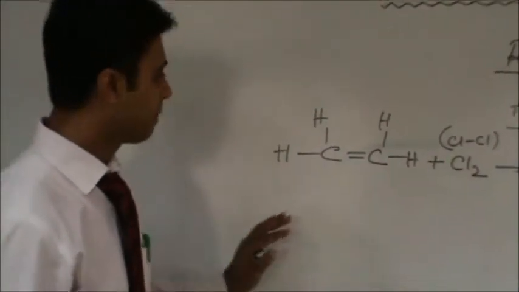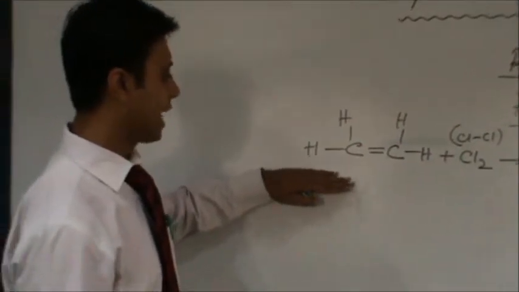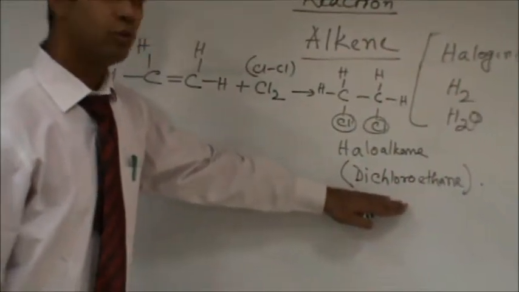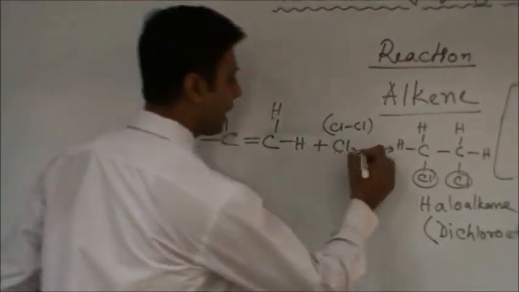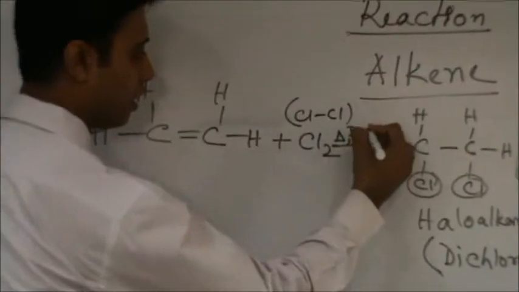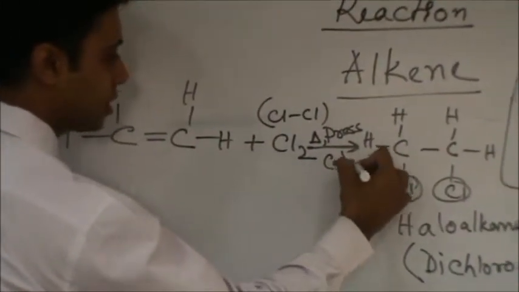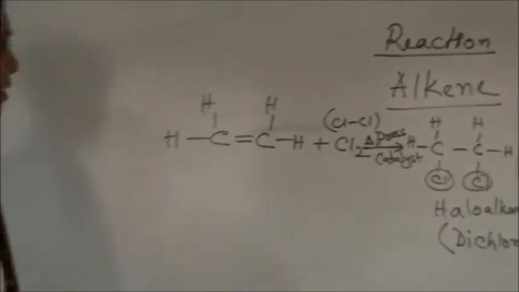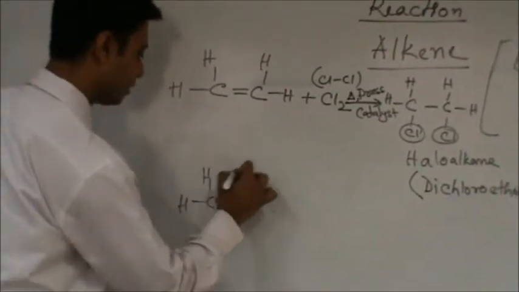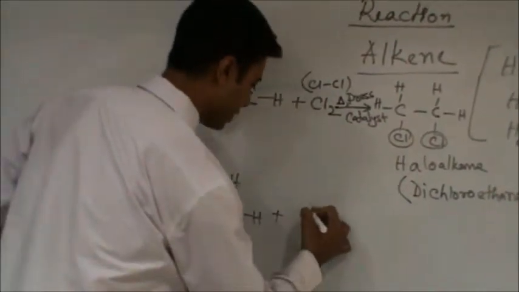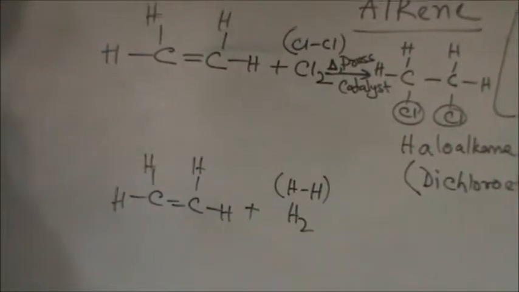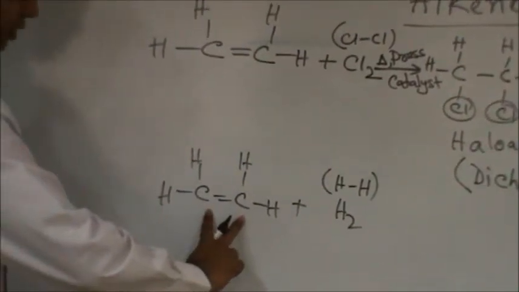A recap of what we have learned. An addition reaction of an alkene with a halogen always gives you a haloalkane. But this reaction takes place under high temperature, high pressure, and in the presence of a catalyst. Similarly, if you want to add hydrogen to an alkene, we have to add these 2 atoms of hydrogen to the 2 carbon atoms sharing the double bond.